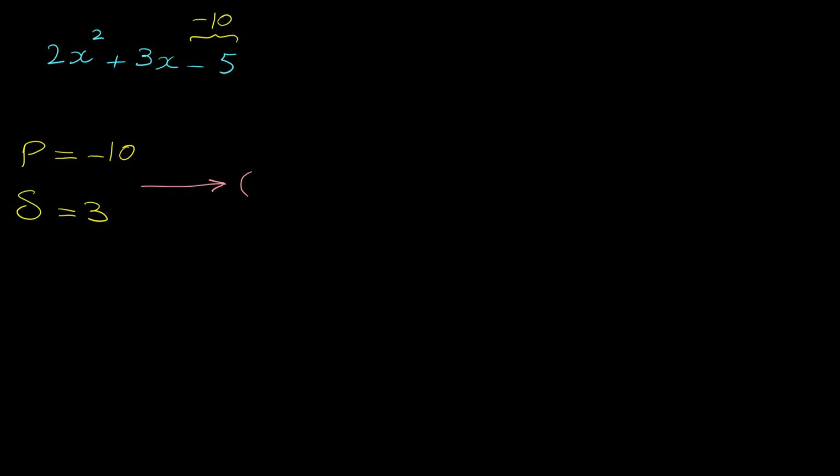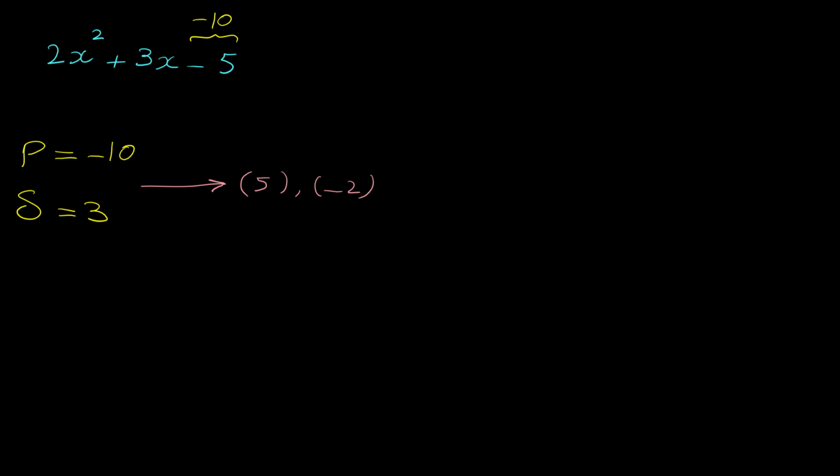Those numbers are 5 and negative 2. 5 times negative 2 is negative 10. 5 plus negative 2 is 3. So these are the numbers. But don't think that we are going to put two brackets and that's it. No. The reason that we do this here is a little different.